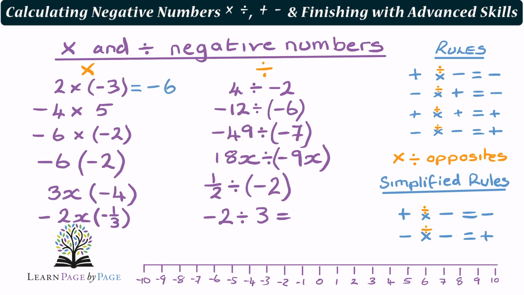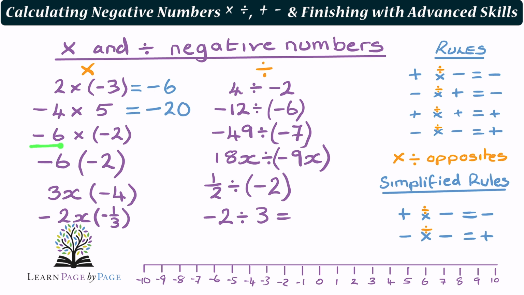Then on to the next question, negative 4 multiplied by positive 5. Have a look over on the rules, you'll see that a negative multiplied by a positive gives you a negative. Do the signs first. Negative multiplied by a positive is a negative, and 4 times 5 is 20.